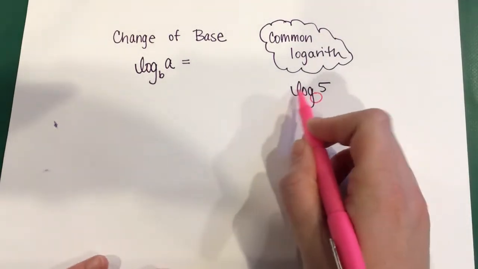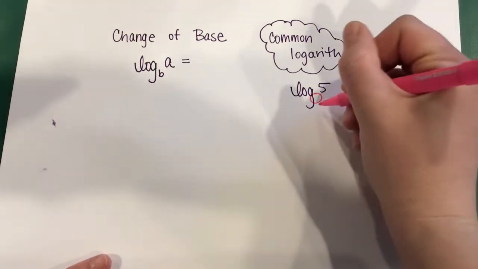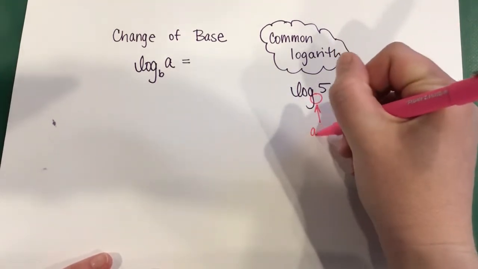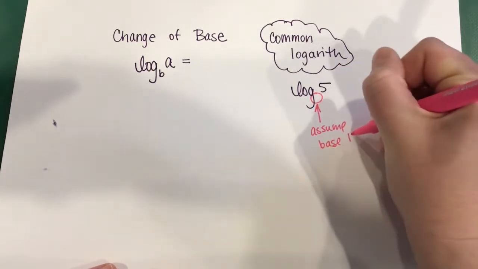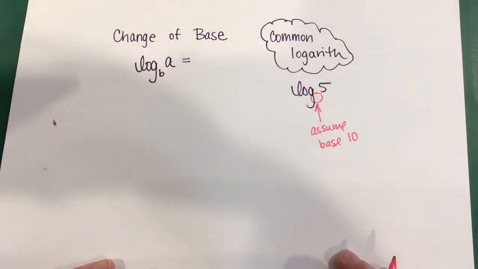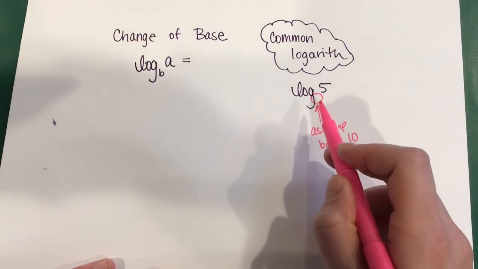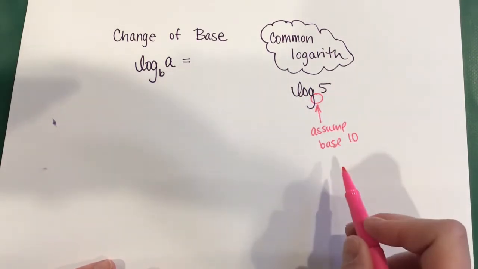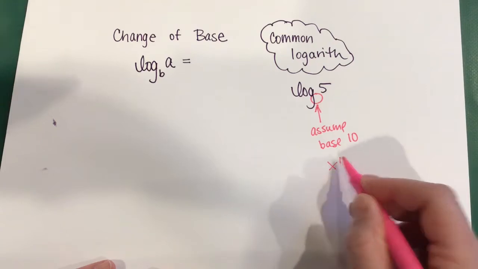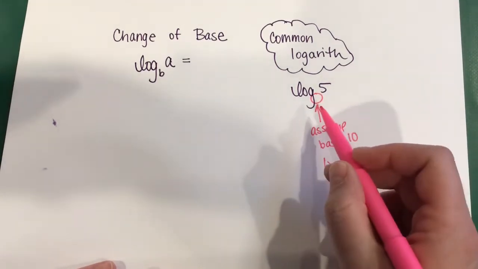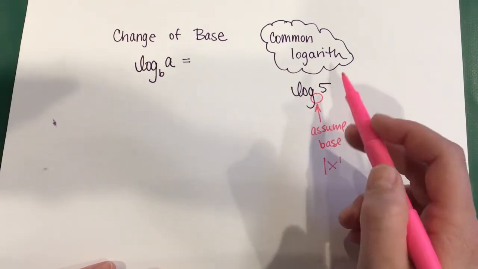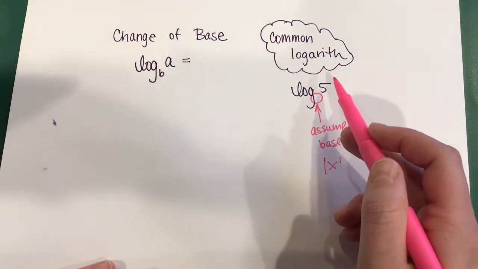But if you have the word log and you're taking the log of something, what we would do here is assume it's a base of 10. So anytime you don't see a number here as a base, you assume it is 10. Just like if we have x, we assume it has an exponent of 1, we assume it has a coefficient of 1. So here, base 10. That is called your common logarithm.